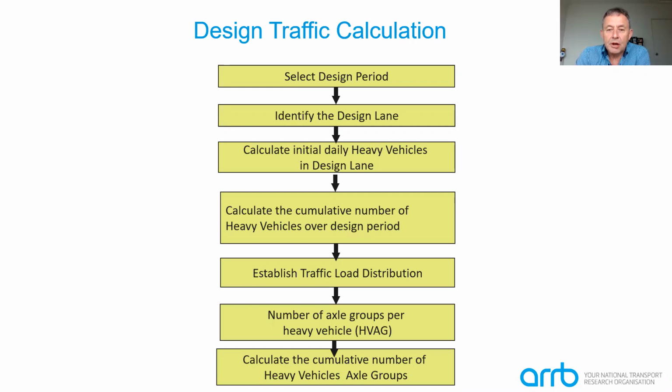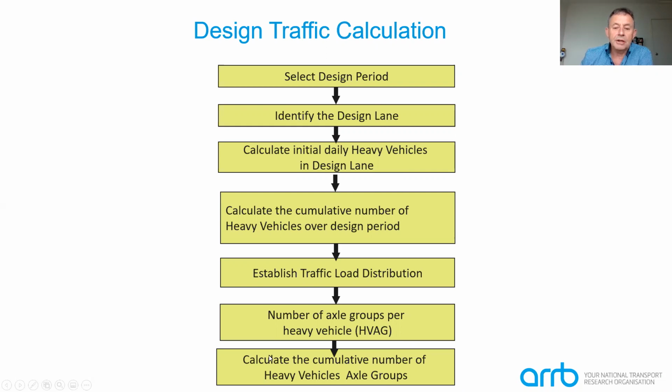And for that design lane, you calculate the initial daily heavy vehicles. This is on opening to traffic. How many heavy vehicles will this road experience? Then using the growth rate of traffic over the design period, you can calculate the cumulative traffic loading of heavy vehicles over the design period. And from the traffic load distribution, you can calculate how many heavy vehicle axle groups there are for each heavy vehicle. There might be two or three axle groups for each heavy vehicle.